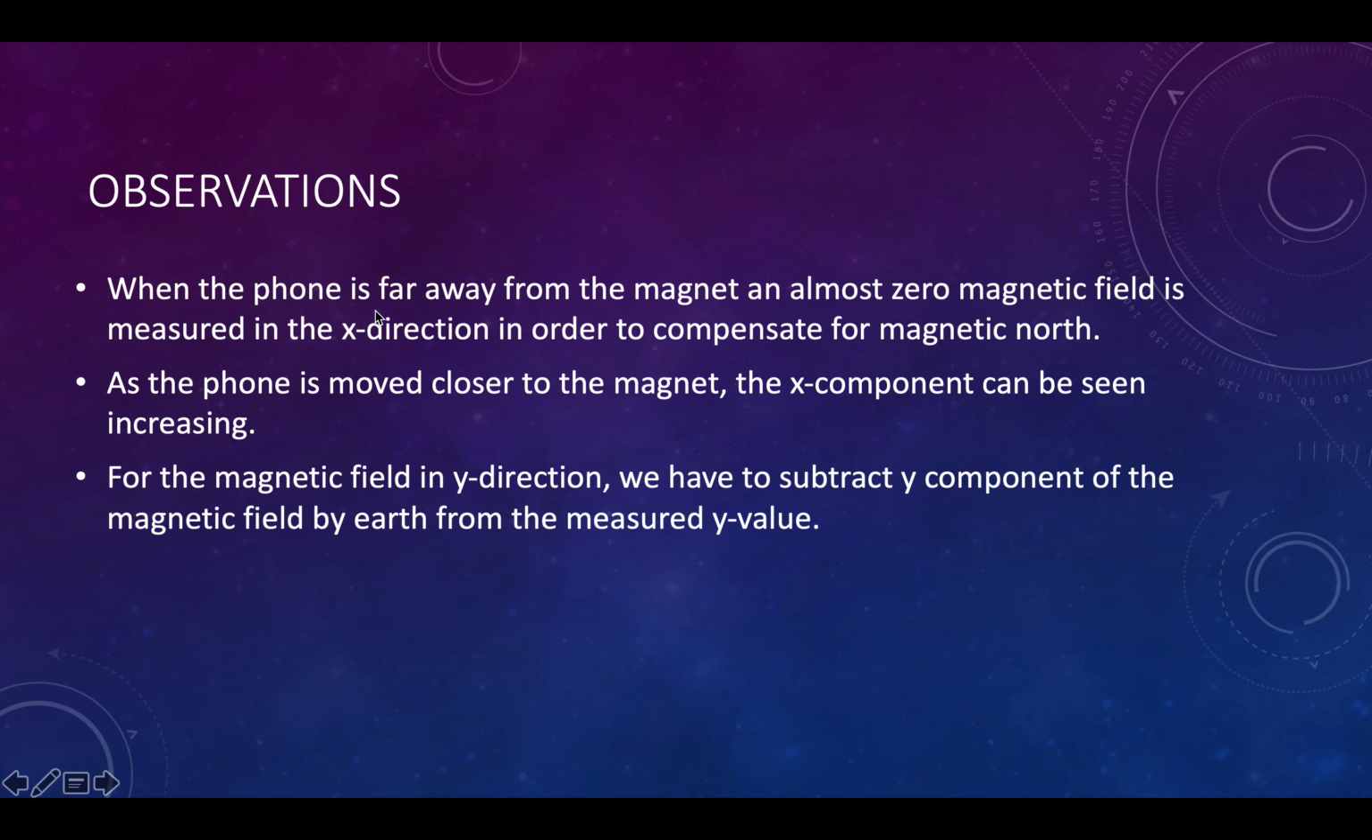The observations from this experiment were: when the phone was very far away from the magnet, an almost zero magnetic field was measured in the x direction in order to compensate for the magnetic north. As the phone started moving closer to the magnet, the x component can be seen increasing. For the magnetic field in the y direction, we have to subtract the y component of the magnetic field of Earth from the measured y value.